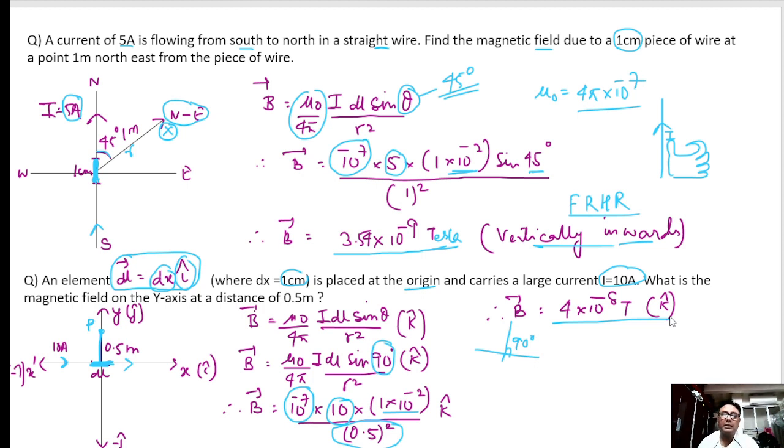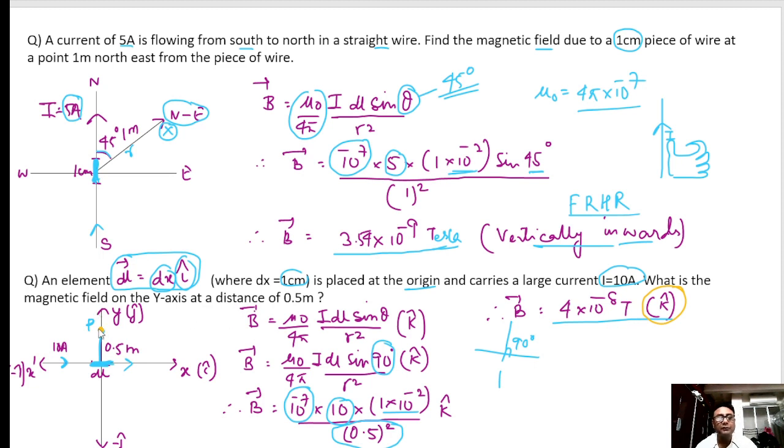So the current is like this, that means the direction of the magnetic field at P will be out of the paper. That means it will be a dot here. Cross means going into the paper, and dot is perpendicularly out of the paper. So this is the direction of the magnetic field. It will be perpendicularly out of the paper, which is the z-axis. That is why it is written K.